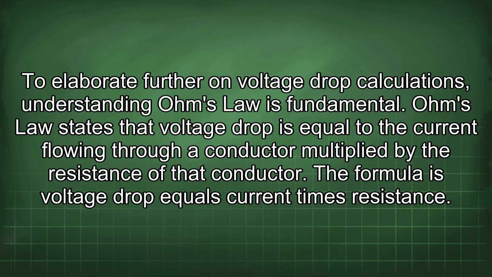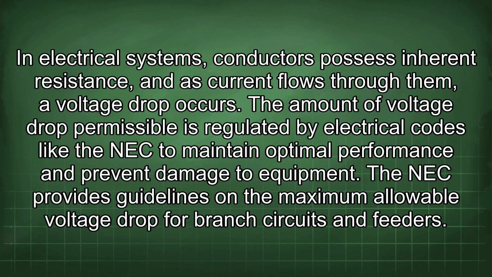To elaborate further on voltage drop calculations, understanding Ohm's law is fundamental. Ohm's law states that voltage drop is equal to the current flowing through a conductor multiplied by the resistance of that conductor. The formula is voltage drop equals current times resistance. In electrical systems, conductors possess inherent resistance, and as current flows through them, a voltage drop occurs. The amount of voltage drop permissible is regulated by electrical codes like the NEC to maintain optimal performance and prevent damage to equipment.